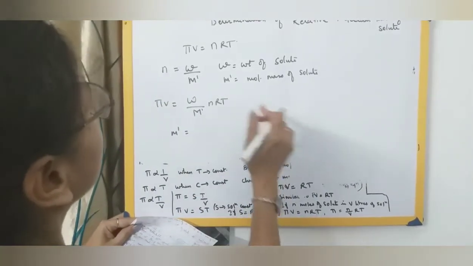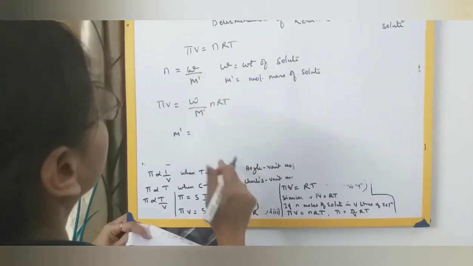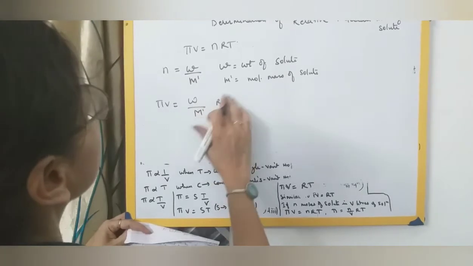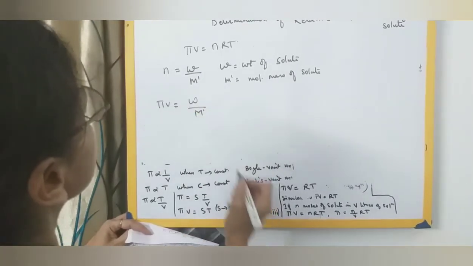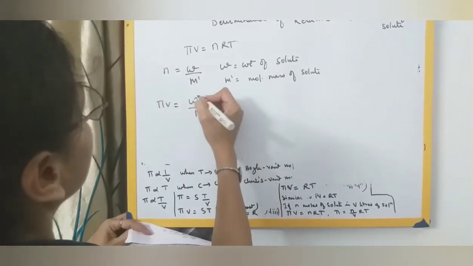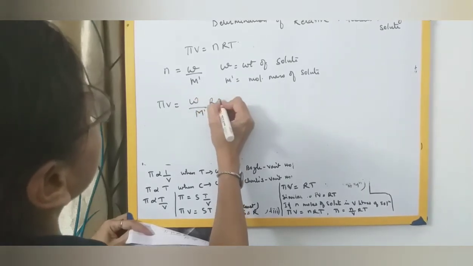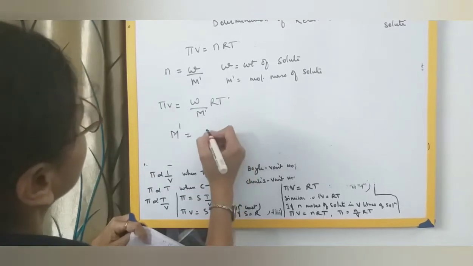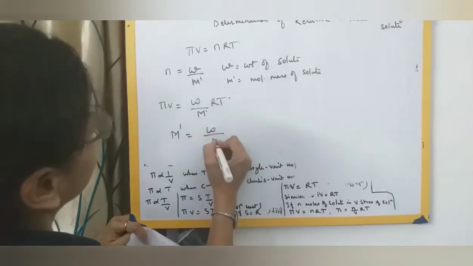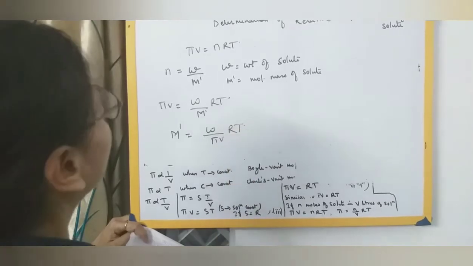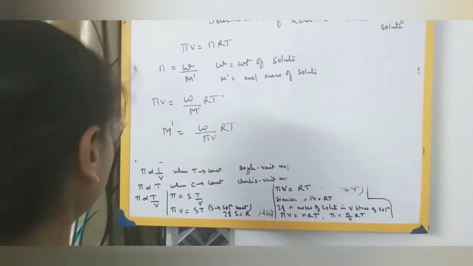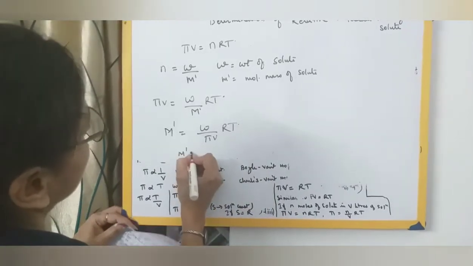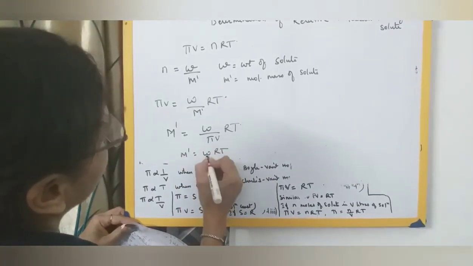We are getting the value of W by M1, so n's value we are getting. So n we are not writing down again, sorry, I made a mistake. So pi v is equals to w by m RT. Therefore m dash is equals to, we bring this m over here, that is w upon pi v RT. Okay, so from this equation, we can just write down over here, that is m dash is equals to w RT upon pi v.